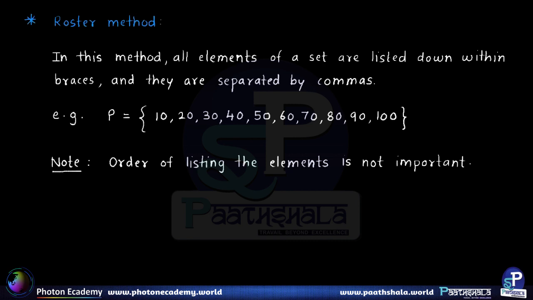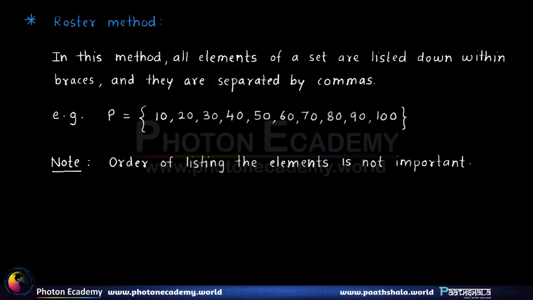The roster method is that in which all elements of a set are listed down within braces and they are separated by commas. So here is one example of set P, which consists of elements 10, 20, 30, 40 and so on up to 100. So we can see that they are the multiples of 10, first 10 multiples of 10.